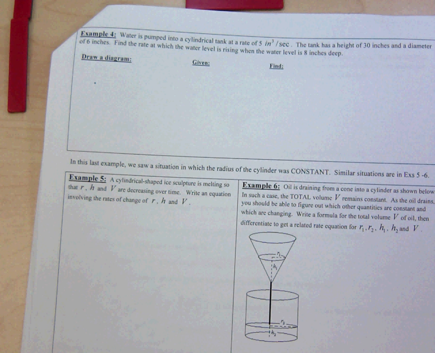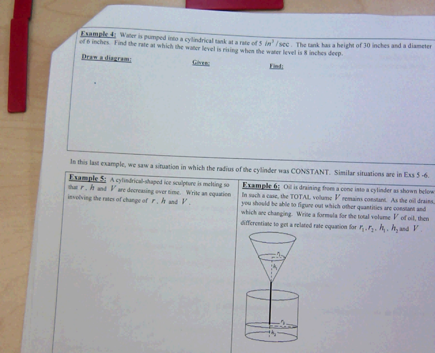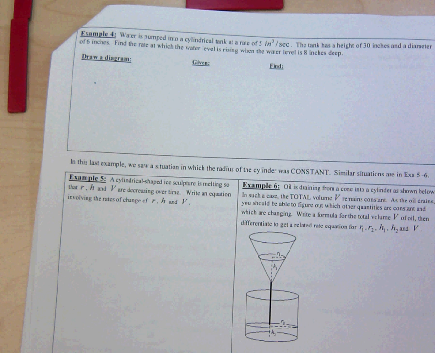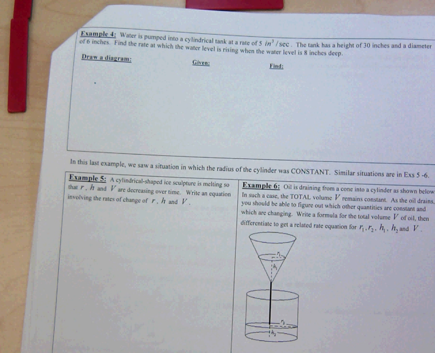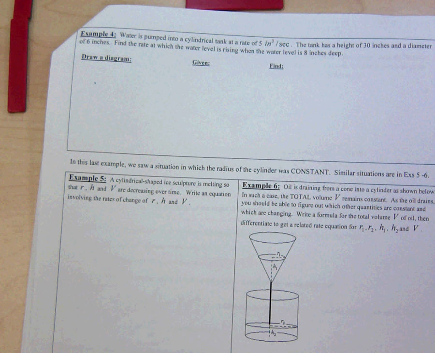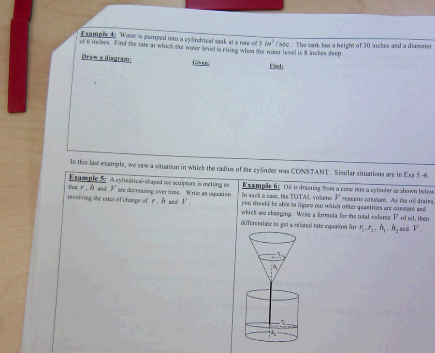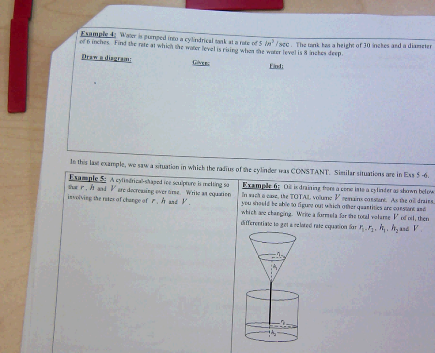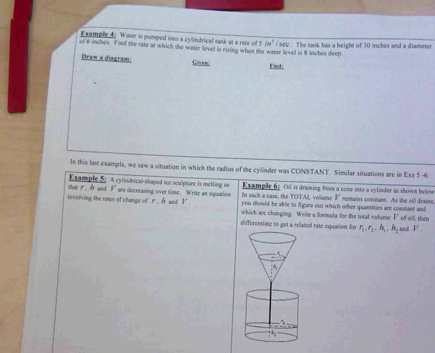You guys need the volume formula for a cylinder, or do you know it? What is it? Anybody know what it is? V equals pi r squared h. So it's the same thing as a cone without the 1/3, right? Got it? So V is pi r squared h.